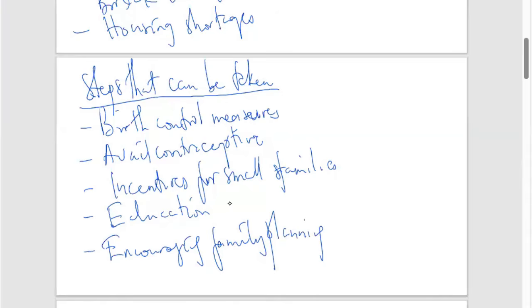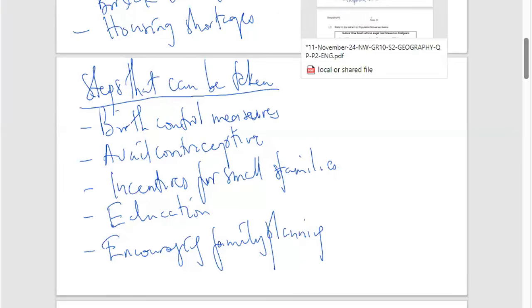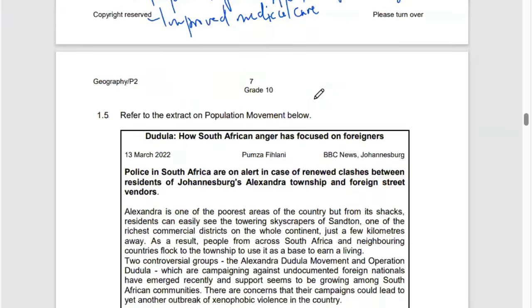Can be also another way that you can put in place to try and limit the growth of the population in a given country, right? Those are some of the measures that you can try to implement as a way of trying to reduce the size and the growth of the population in a given country. Right, we move on to the next part.